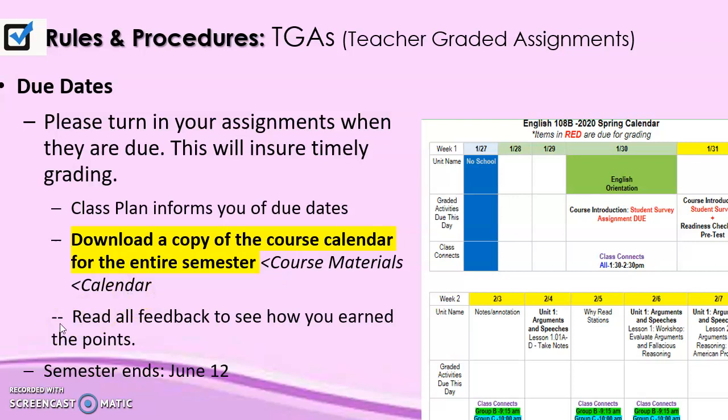If you see a 0, make sure you turn in that assignment you missed a due date. On the calendar, all items in red are due for grading. So if it shows up in red on the course calendar, then it is due and counts for points. The semester ends on June 12th.